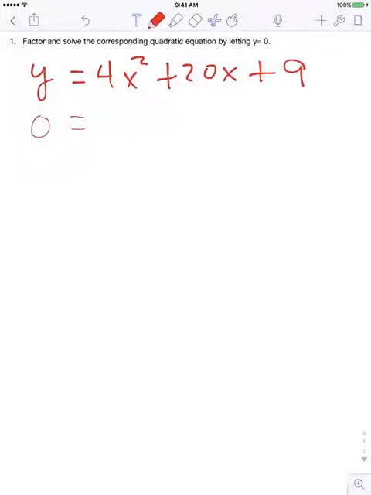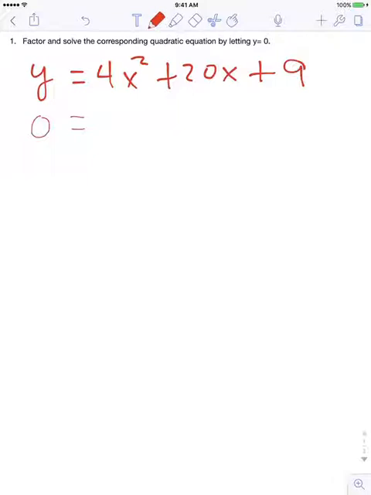Today we're looking at section 6.3 by solving for x-intercepts by letting y equals 0. In this case, we're given the quadratic equation 4x squared plus 20x plus 9. As you can see, the a value is greater than 1. In this case, it's 4. So therefore, we are going to do factor by grouping.